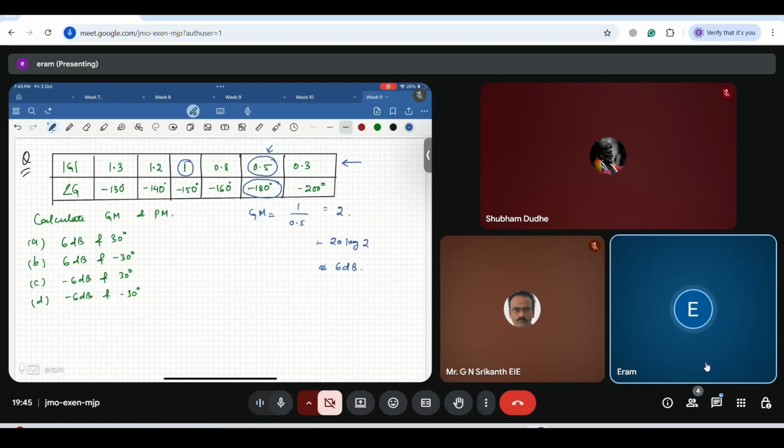So at 1, what do we have? The phase is minus 150. So the phase margin, that is gamma, is the angle of G(jω)H(jω) at gain crossover frequency plus 180 degrees, and this value is given to us, which is minus 150 plus 180, so that is equal to 30 degrees. The correct option is A.